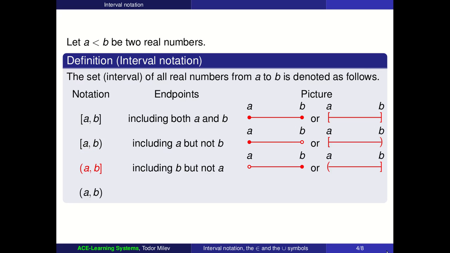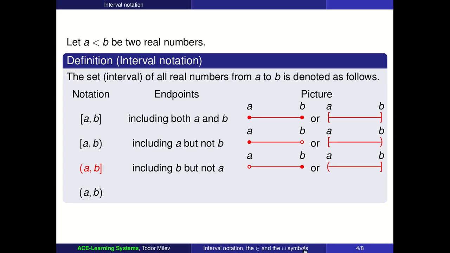A similar story is when we want to include the endpoint b, the right endpoint, but we want to exclude the left endpoint a. When we want to exclude the point a, we draw a hollow dot at the point a and a solid dot at the point b, or a parenthesis at the point a and a square bracket at the point b. And once again, we use open parenthesis next to the point that is excluded and close square bracket at the point that is included.